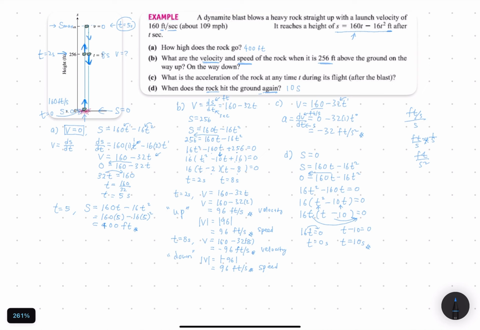Okay, so that is the full solution for this application question for derivative.